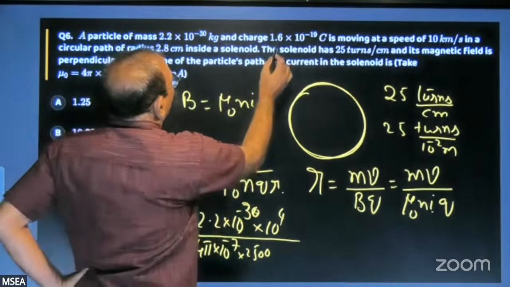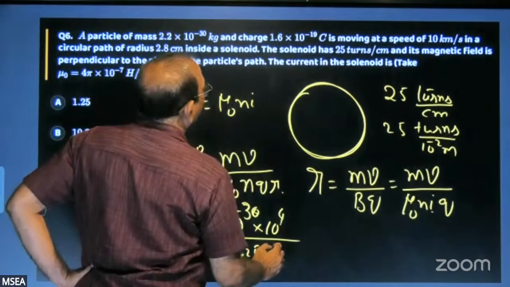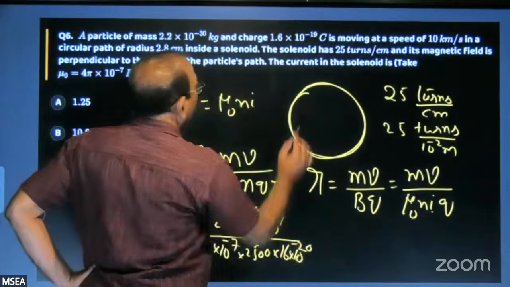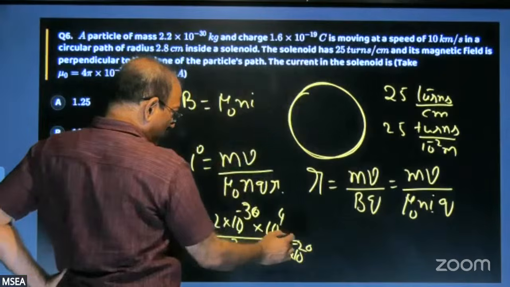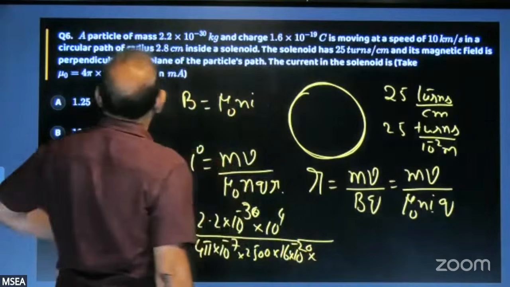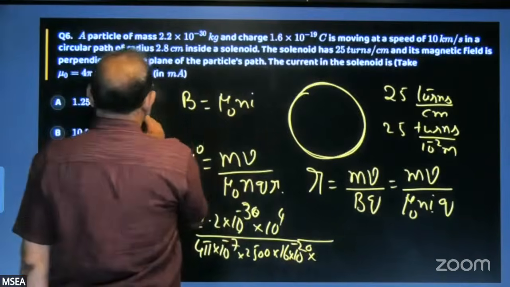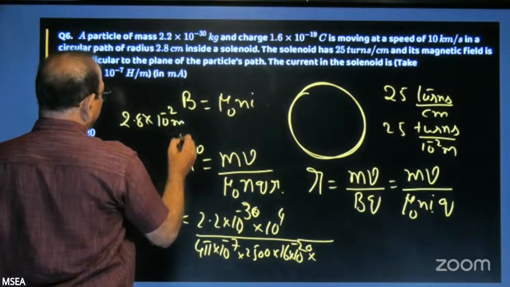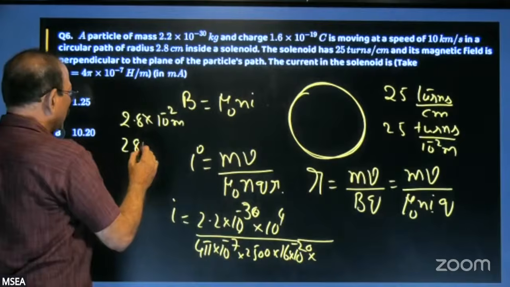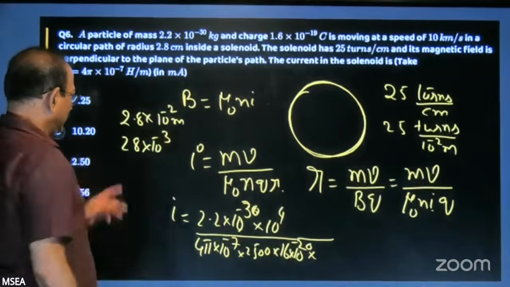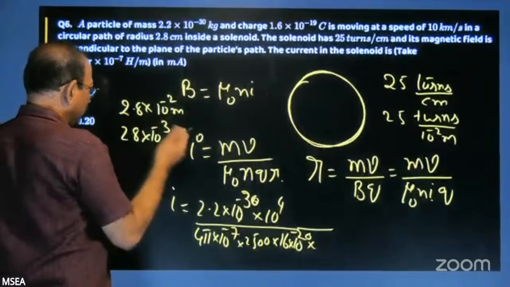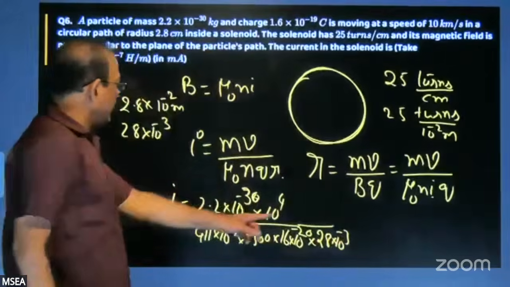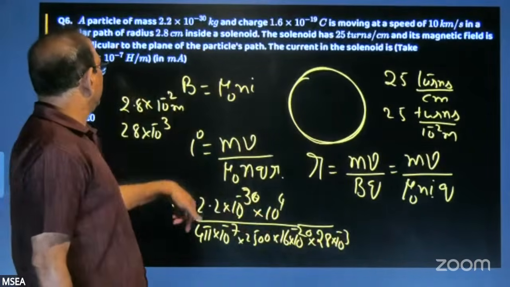Q is 1.6 into 10 power minus 19. I am writing that as 16 into 10 power minus 20. Radius 2 centimeter he gave, which is 2.8 into 10 power minus 2 meter. This also I'll write as 28 into 10 power minus 3. If you write like this, it is easy calculation; the decimals confuse you. Simplify this and you'll get the current.